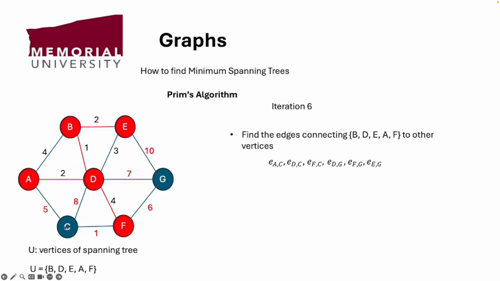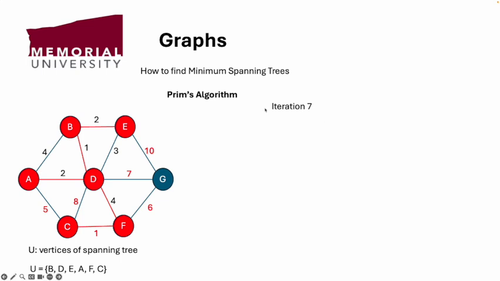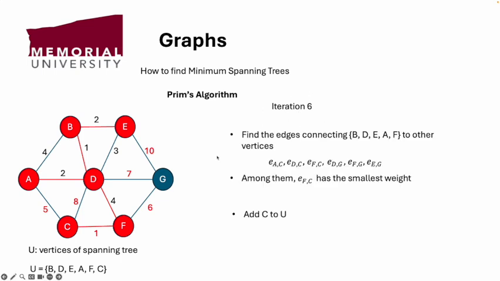CF, right? Okay, you can find FC is smallest. It's a 1, right? Then what do we do? Add C into U, into the site. Okay, iteration 7.